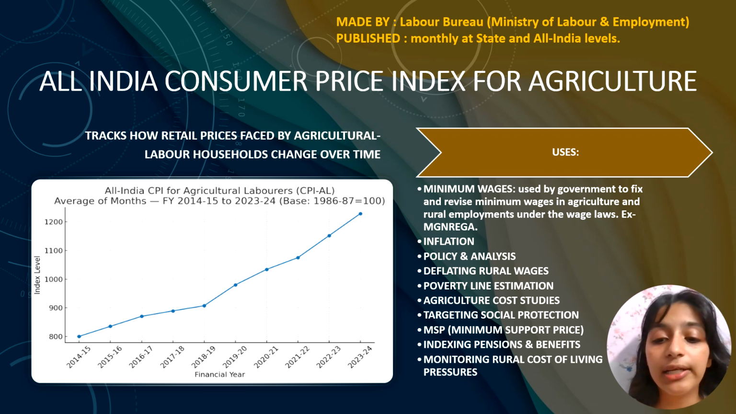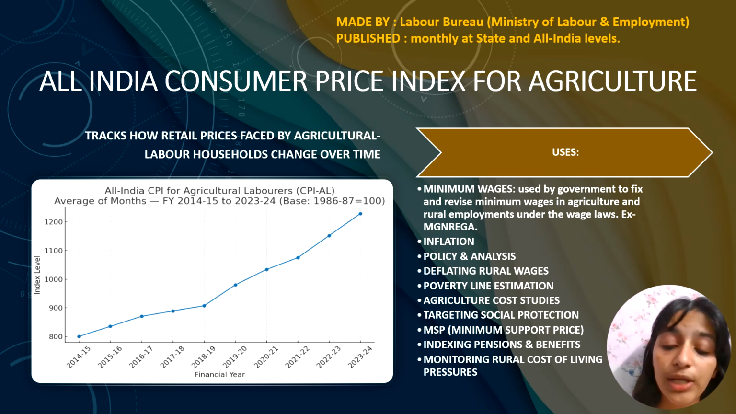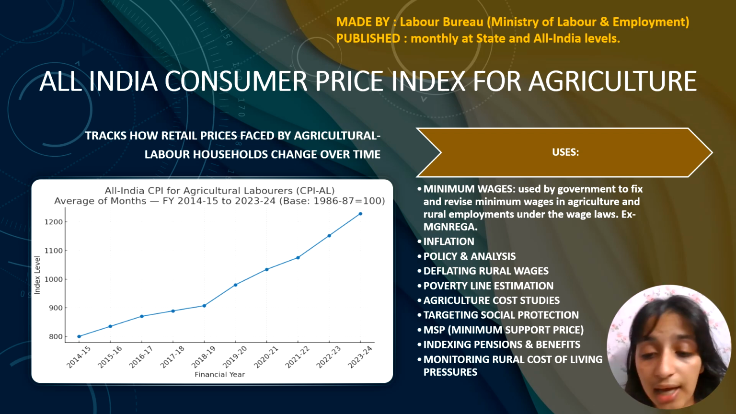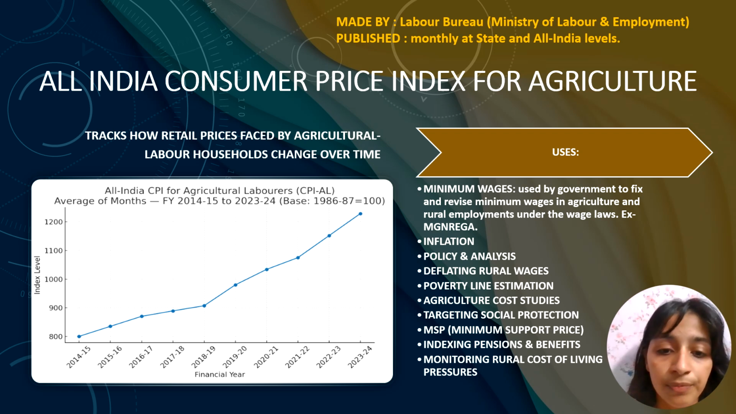We have all heard of index numbers, we have all heard about how index numbers are calculated. We will get to that part, but before that I would like to make sure that we are also well acquainted with its real life examples, because it gets very hard within internships and interviews to make sure that your example stands out. The All India Consumer Price Index for Agriculture tracks how the retail prices faced by agricultural labor households change over time.